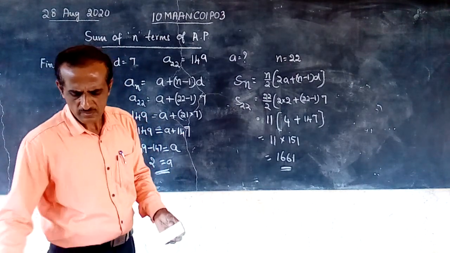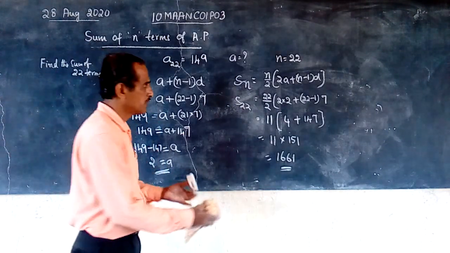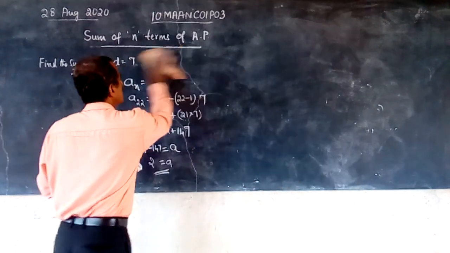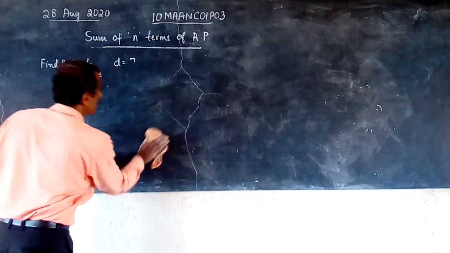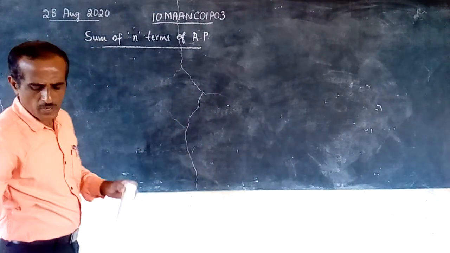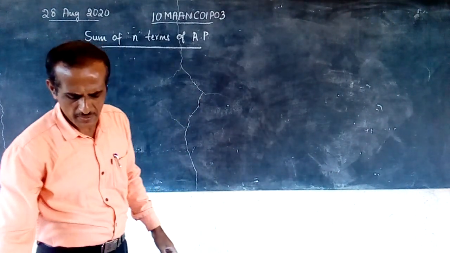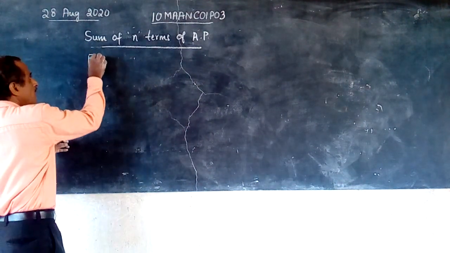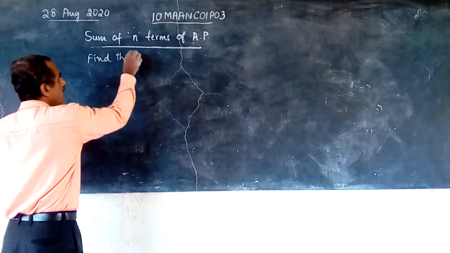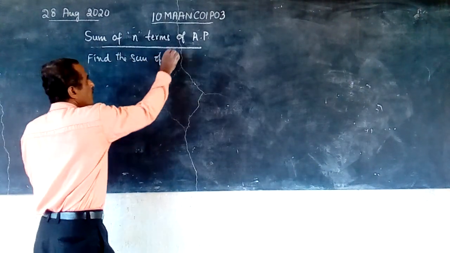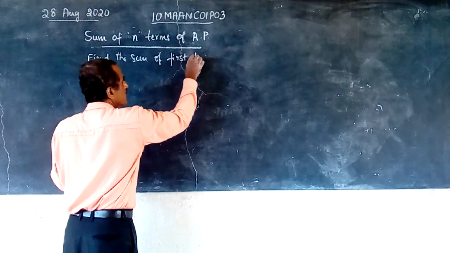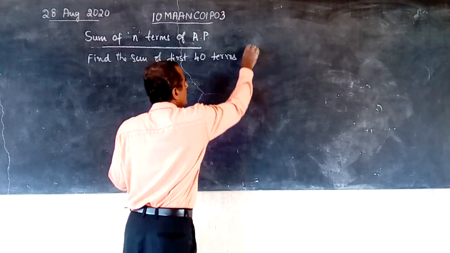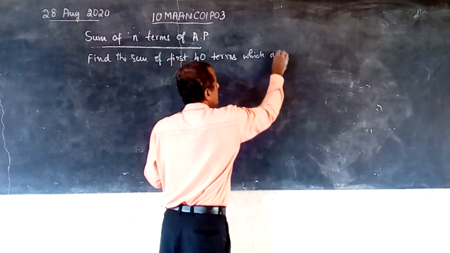Next, another question. I will write one more question like this. Find the sum of the first 40 terms, the first 40 numbers which are divisible by 6.